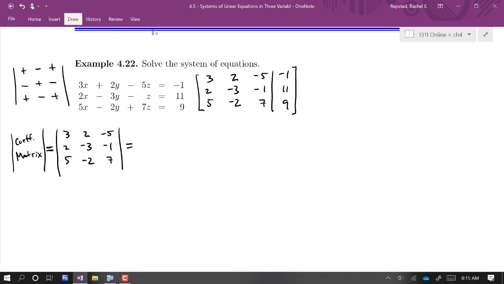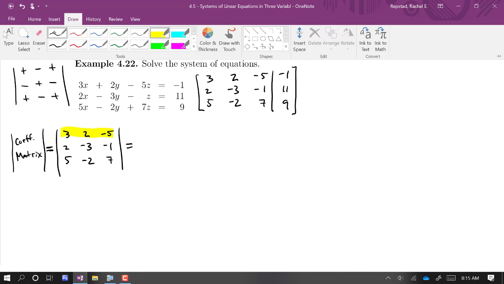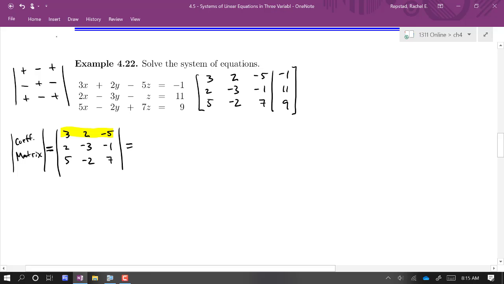So I'm going to go ahead and just expand on the first row. There's no advantage, I suppose, to using one row over another row because I've got no zeros. If I had zeros, I'd want to make sure I took advantage of that. But I'm just going to use the first row here.